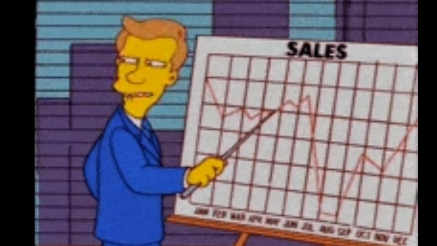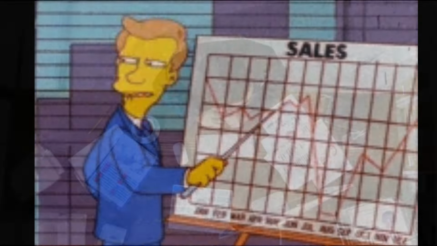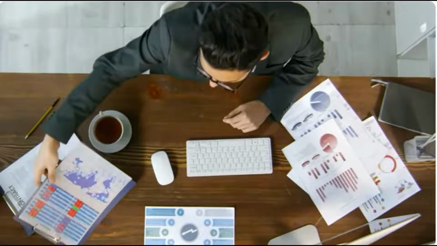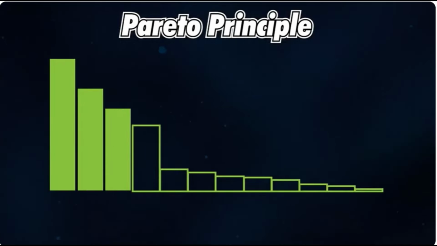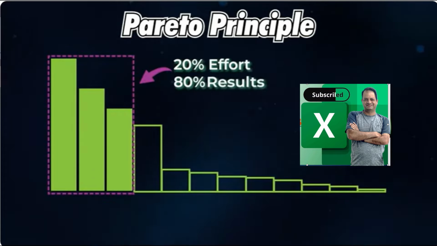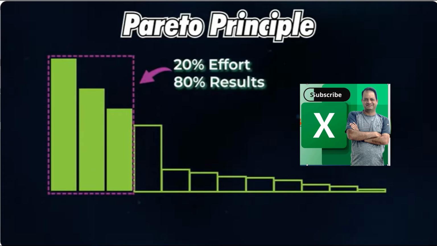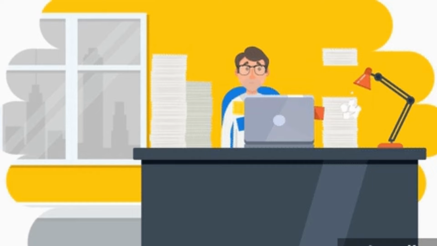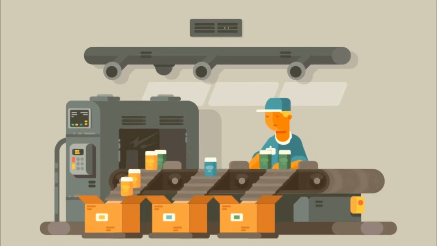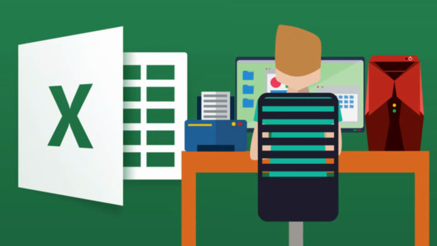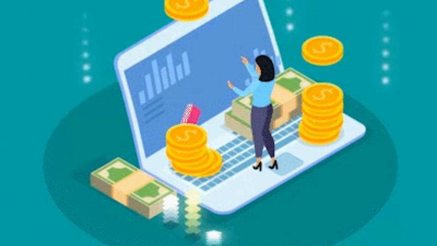Just imagine you're working with a sales report trying to identify the key factors driving revenue, but with so much data, it gets overwhelming. That's where the Pareto principle, or the 80-20 rule, comes in handy. But it can be tedious and time-consuming finding the top 20% of factors that contribute to 80% of your results. In this video, I'll show you how to use Excel tools to streamline your analysis and easily apply the Pareto principle to your data, helping you make smarter decisions by uncovering the most significant insights hidden within your data.